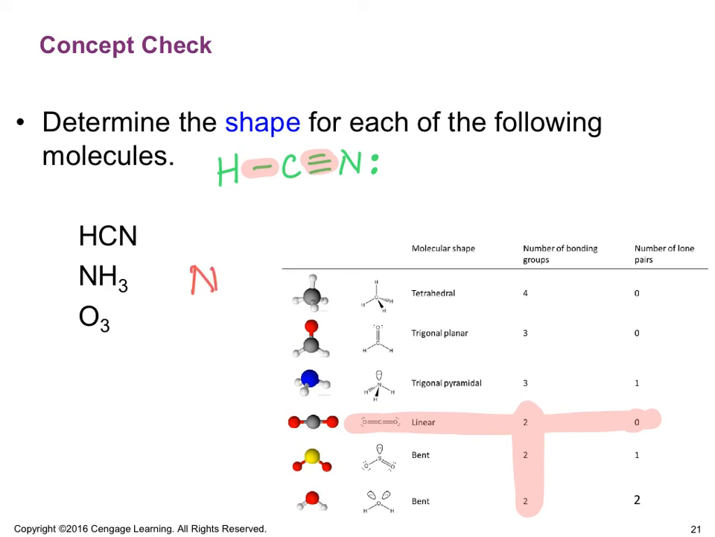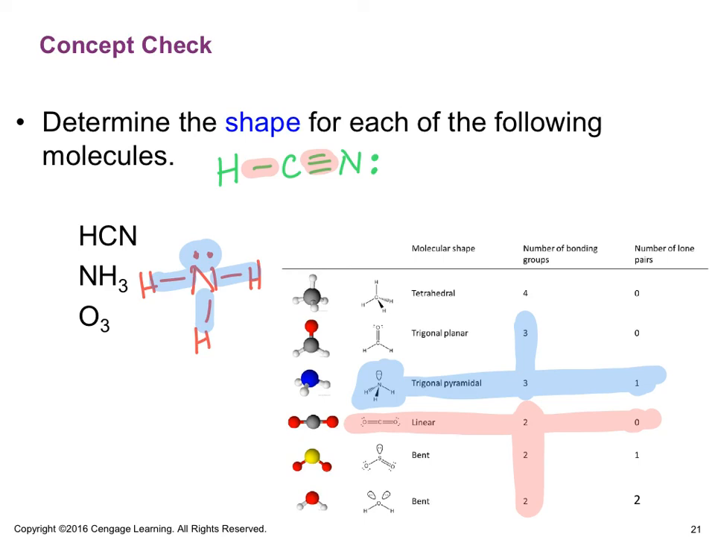NH3. NH3 has this Lewis structure. So if I look for my groups here, I will see I have 1, 2, 3 bonding groups. So it's going to be one of these 2 options, one of the trigonal options. And then I also have a lone pair. So if I look for 3 bonding groups and 1 lone pair, this is going to be trigonal pyramidal. And this is actually the example that's given here as NH3.